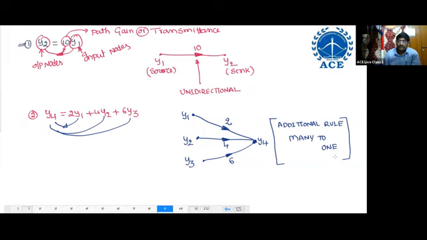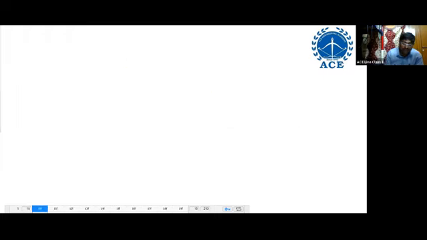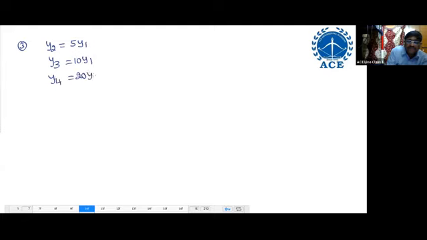Okay, one more problem. Last one for today. Y2 equals 5Y1. Y3 equals 10Y1. Y4 equals 20Y1. Draw the signal flow graph.